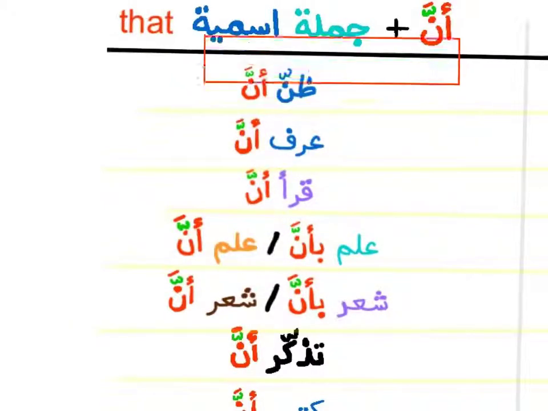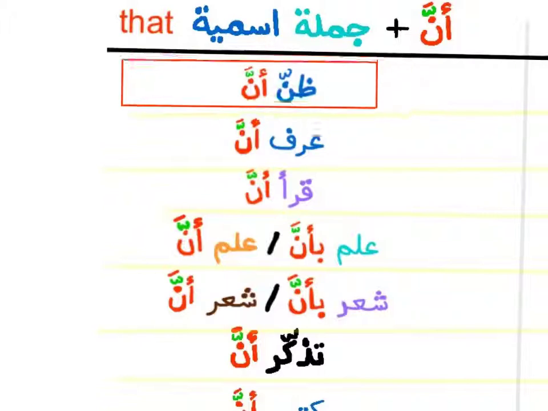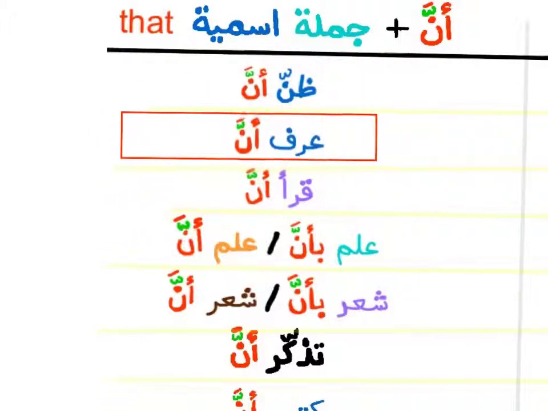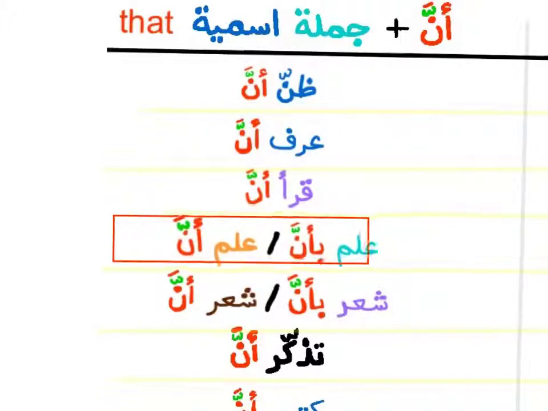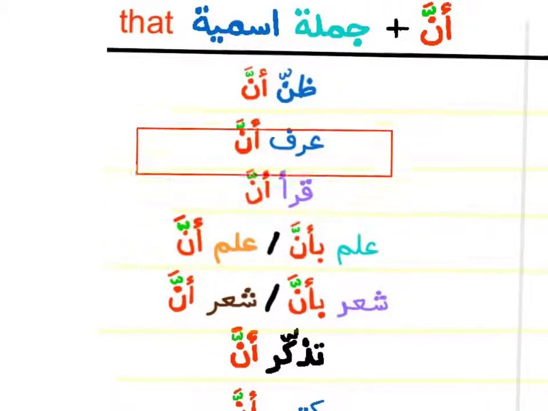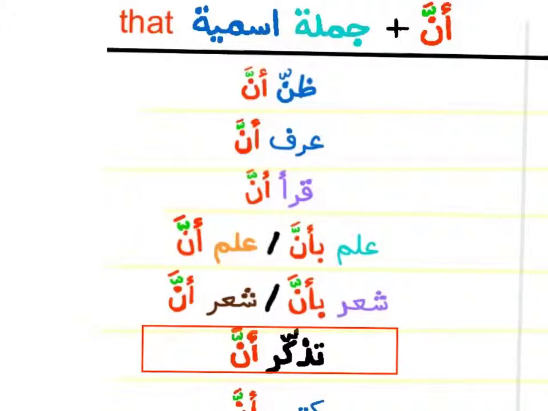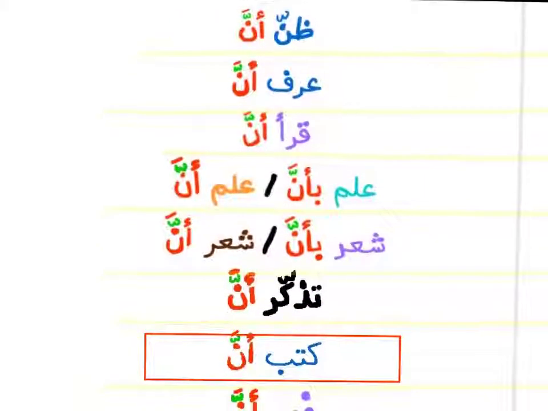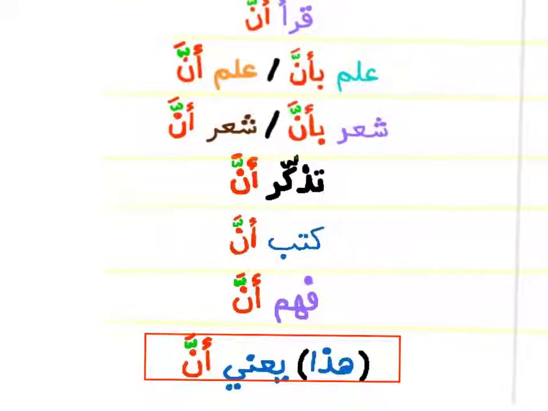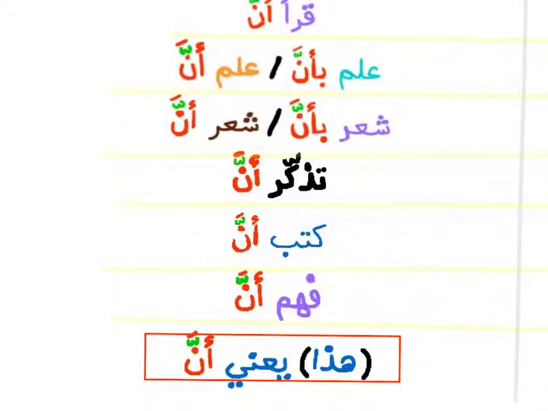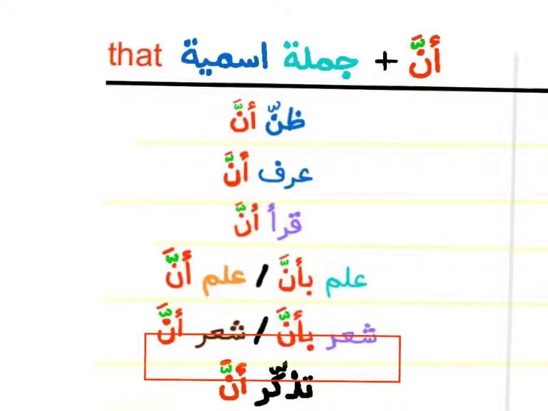And for أنّ, you know, it should be followed by جملة اسمية. So ظن أن, he thought that. عرف أن, he knew that. قرأ أن, he read that. علم بأن, علم أن, he knew that. It's like عرف. شعر بأن, he felt that. تذكر أن, he remembered that. كتب أن, he wrote that. فهم أن, he understood that. هذا يعني أن, this means that. And all these verbs take أنّ as a particle.